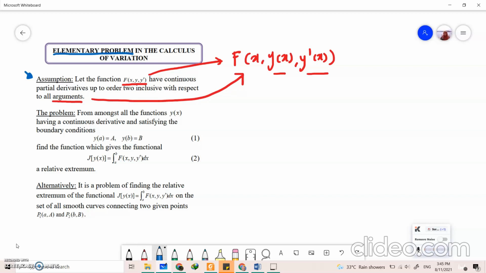So what is the problem that we want to solve here? The problem is, from amongst all the functions y(x) having a continuous derivative and satisfying the boundary conditions y(a) equals a and y(b) equals b, we want to find the function which gives the functional J a relative extremum. This relative extremum means the minimum and also the maximum. We want to find the function which gives this functional a minimum or a maximum, so we call it a relative extremum. From this y(a) and y(b) here, we call it the boundary condition. So that is the problem that we want to solve.